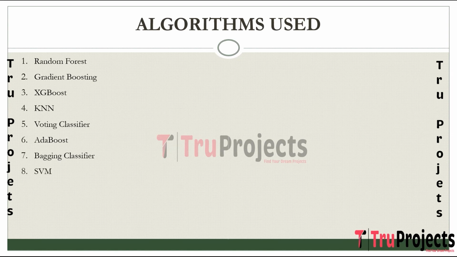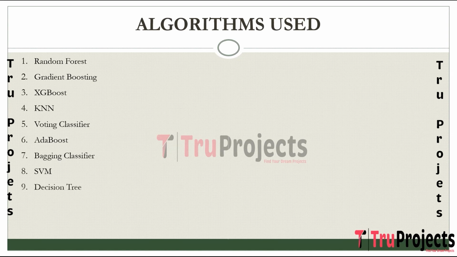The next algorithm is support vector machine. SVM is a supervised learning algorithm that separates data points into different classes by finding the hyperplane that maximizes the margin between classes. It is used in the project for its effectiveness in handling high dimensional data and ability to find complex decision boundaries.